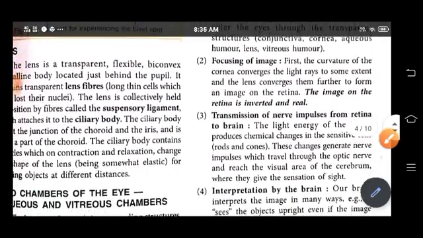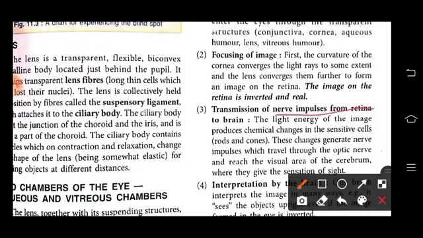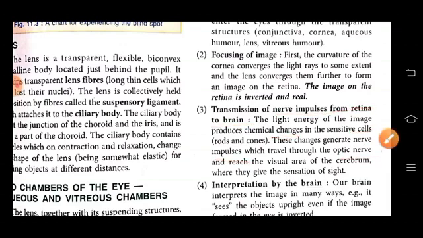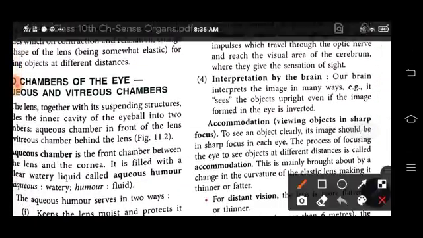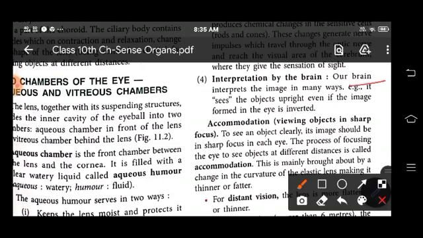Now the third step involves the transmission of nerve impulses from the retina to the brain. The light energy of the image produces chemical changes in the sensitive cells like the rods and the cones, and these changes generate nerve impulses which travel through the optic nerve to the brain, to the cerebellum, and they give the sensation of sight. Now the fourth step is the interpretation by the brain. Our brain interprets the image in many ways, like it sees the object upright even if the image formed in the retina is inverted.